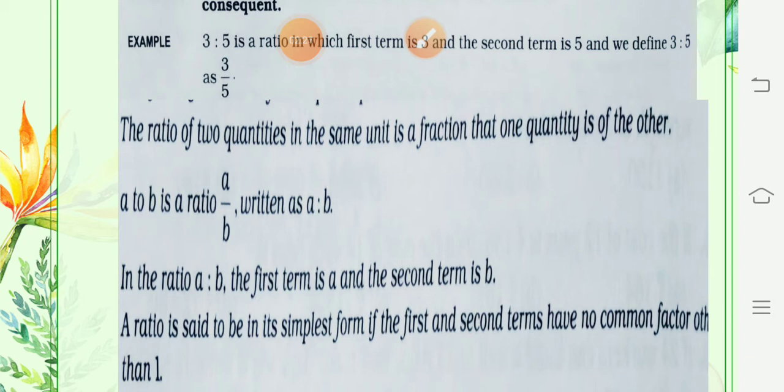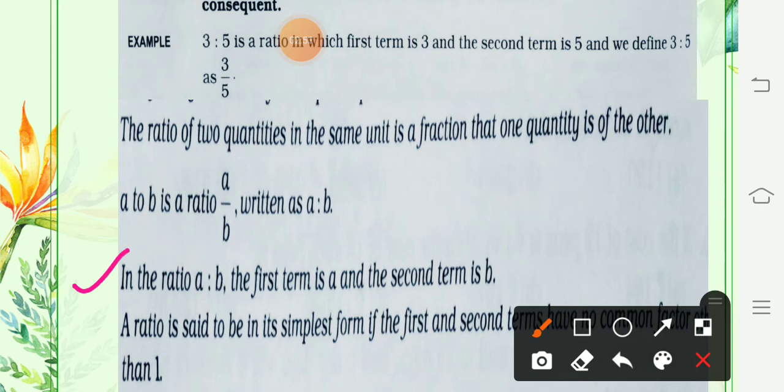The ratio of two quantities in the same unit is a fraction that one quantity is of the other. Once I repeat, the ratio of two quantities in the same unit is a fraction that one quantity is of the other. Meaning the unit of A will be the same as the unit of B. Now A to B is a ratio, A upon B, written as A ratio B. Next point, in the ratio A ratio B, the first term is A and the second term is B. We have already discussed.